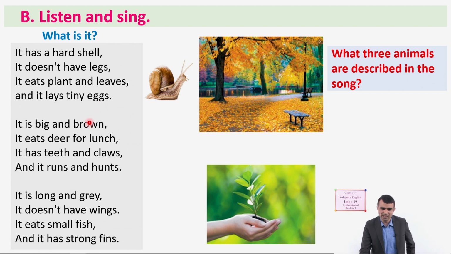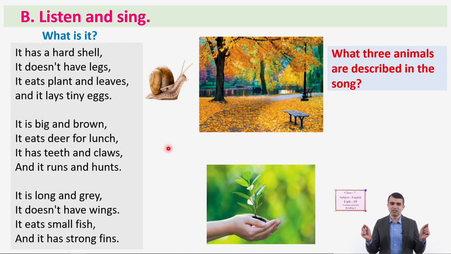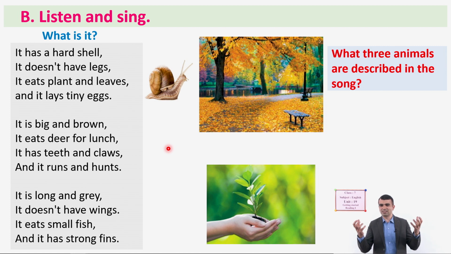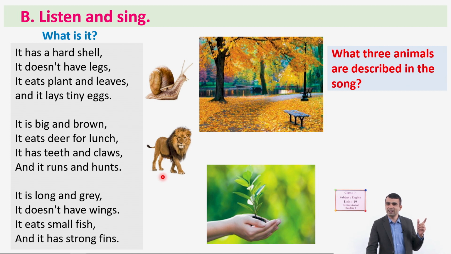Thank you. Now next one, please, quickly, okay? Guess it quickly. It is big and brown. It eats deer for lunch. It has teeth and claws, and it runs and hunts. What is it? Well, think about a big brown animal that eats deer, and it has teeth, claws, and it runs as well as hunts animals. What is it? Yes, you are saying, that is good. Please say loudly. Okay, that animal is lion.